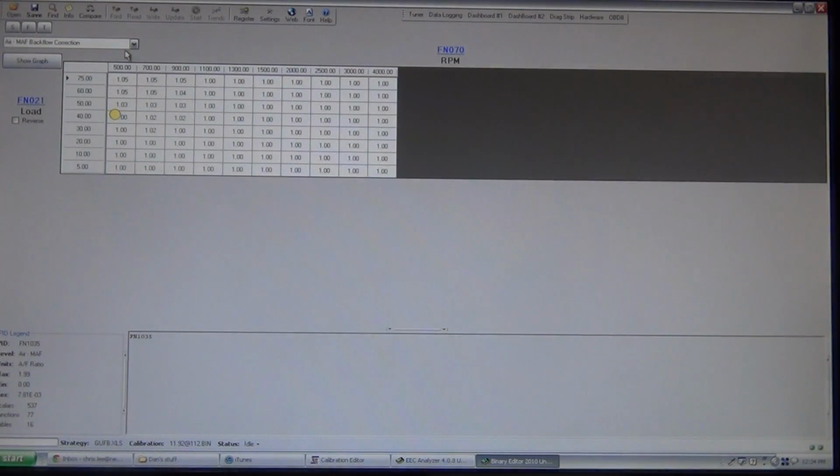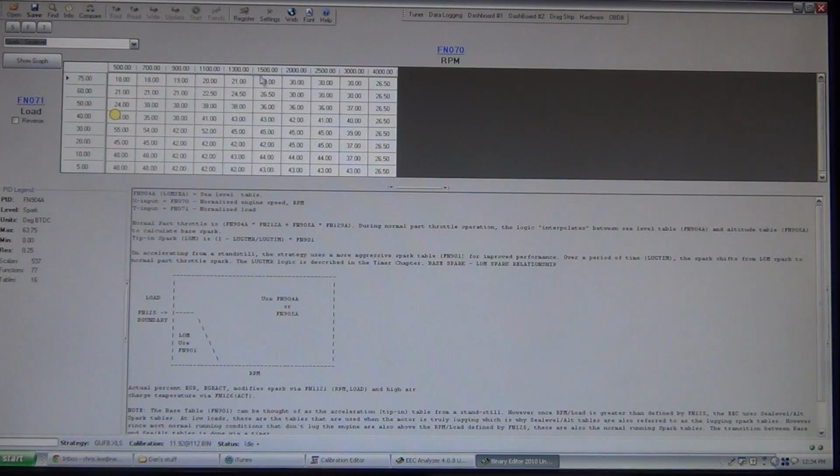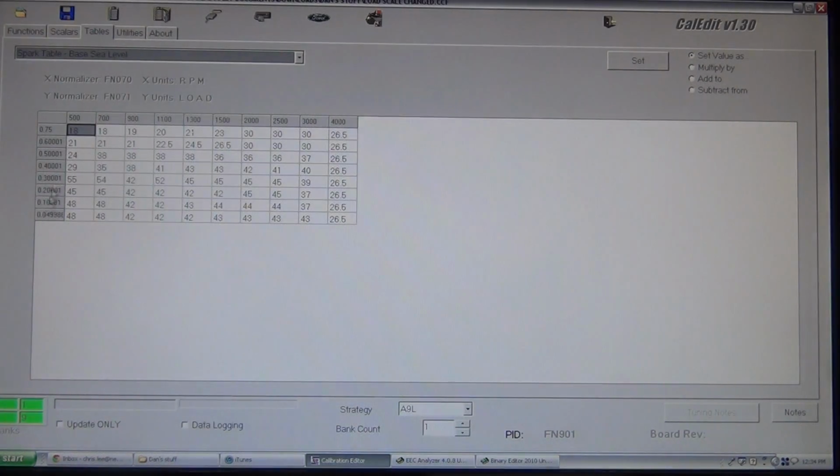Since you are running aluminum heads to my iron heads, even though I run a very aggressive timing table, all I did is I took mine. This is for our sea level, it's the base. Just to call, you got your different RPMs, you got your loads. Same here, this is your loads, this is your RPM. So I just basically copied it over. However, CalEdit doesn't let you copy and paste like binary editor does, so it's all put in one by one. So that's that. We'll go back to functions now.